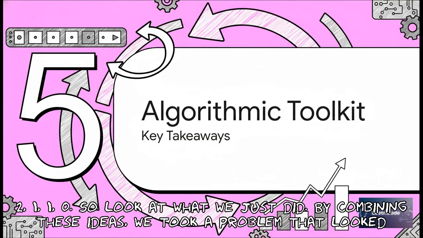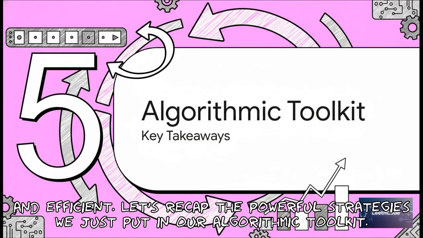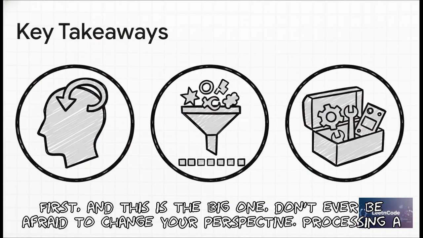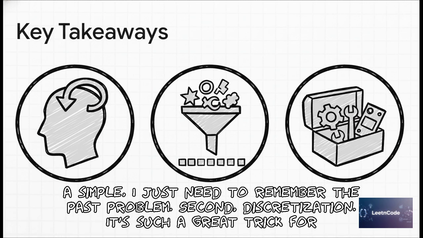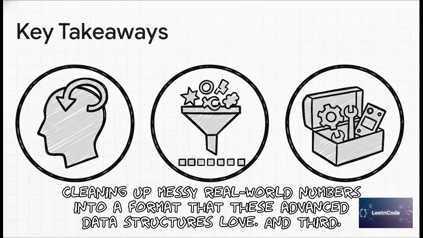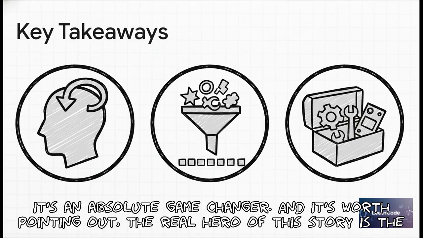So look at what we just did. By combining these ideas, we took a problem that looked like it would be a total brute force nightmare, and we turned it into something incredibly elegant and efficient. Let's recap the powerful strategies we just put in our algorithmic toolkit. First, and this is the big one, don't ever be afraid to change your perspective. Processing a problem backwards can sometimes turn a really complex, I need to see the future problem into a simple, I just need to remember the past problem. Second, discretization. It's such a great trick for cleaning up messy, real-world numbers into a format that these advanced data structures love. And third, know the right tool for the job. Something like a binary index tree for fast updates and queries, it's an absolute game changer.